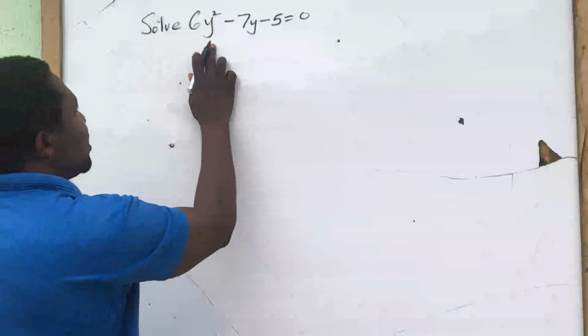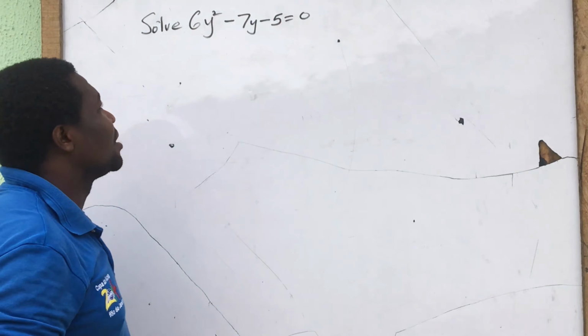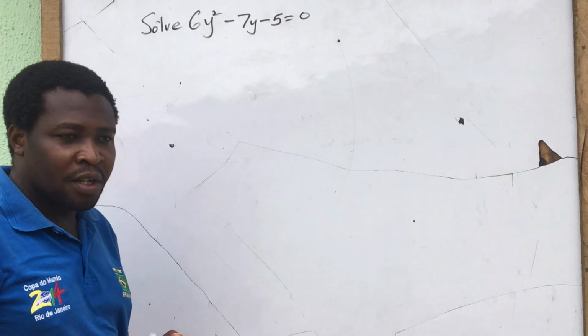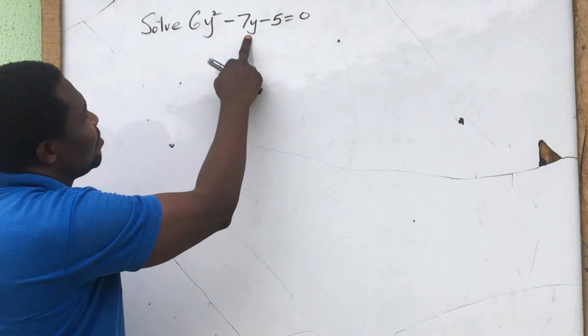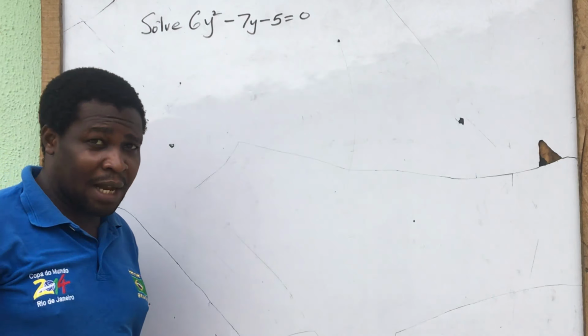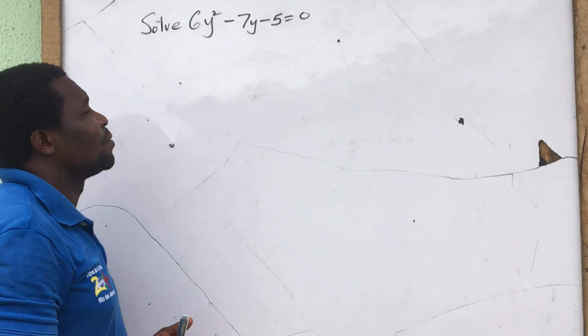Solve 6y squared minus 7y minus 5 equal to 0. This is a quadratic equation. It's a trinomial. It has a first term, a middle term, and the last term, the third term. So to solve this, we need to factorize to find the factors.